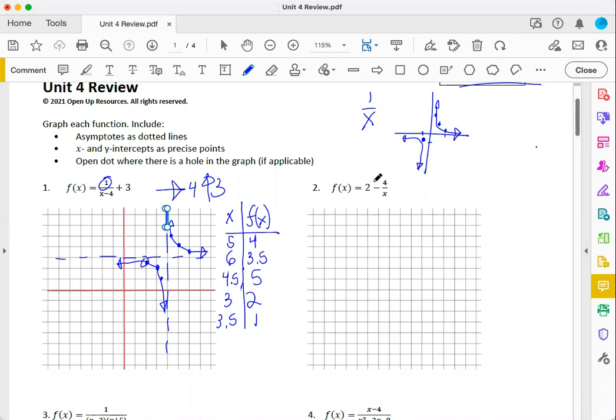For problem 2, I see that the stretch factor here is 4. And why does that change things up? Well, it's pretty much saying that instead of being over 1, up 1 to get the furthest out point on your lines, you're going to have to go over 4, up 1, and also up 1 over 4. So we'll see this in a second.